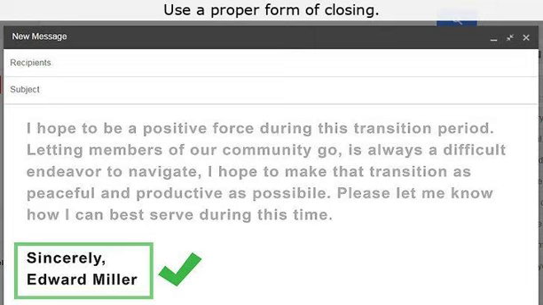Step 7. Use a proper form of closing. As with salutations, there are a variety of closings that are acceptable in formal emails. Make sure to follow up with your full name and job title or other signature, if you have one. Examples of potential closings include, "Yours sincerely," "Yours cordially," "Respectfully," "Best," and "Your student."